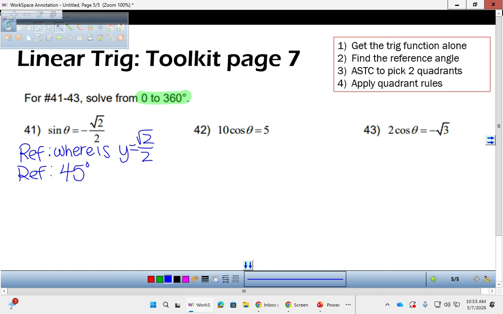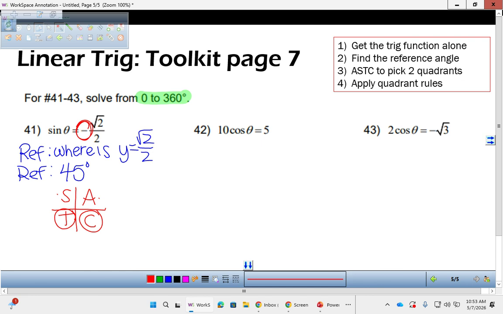If we had a calculator and we did sine inverse of root 2 over 2, it would be 45. We don't have a calculator, so we have to use quadrant one. Everybody okay with that so far? All right, so the reference angle is 45 degrees. We're going to use All Students Take Calculus to pick our quadrants. Here's the thing, sine is negative root 2 over 2. I want to pick the quadrants where sine is negative because my problem has a negative number in it. So I know that sine is positive here and here, which means my answer is going to be somewhere here or here.